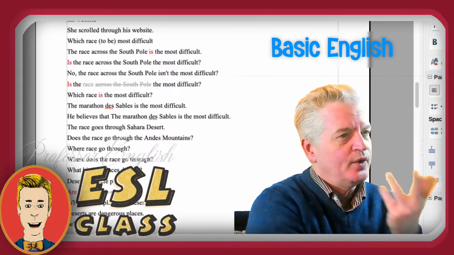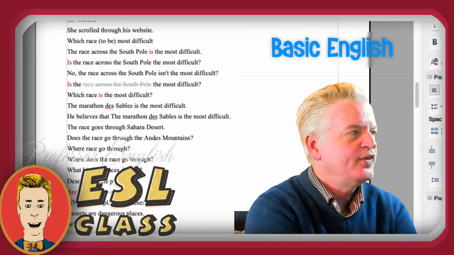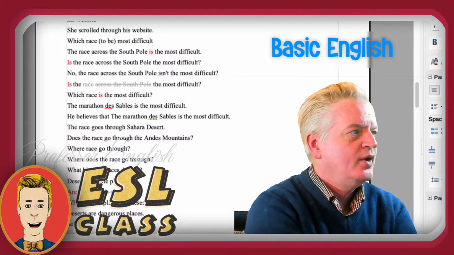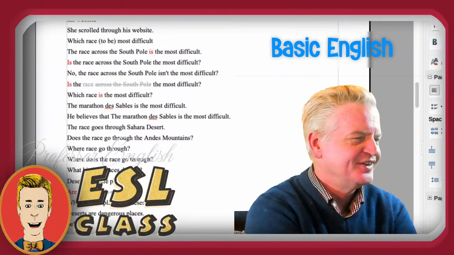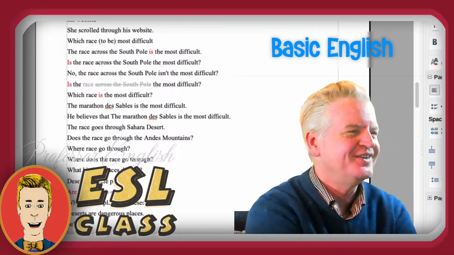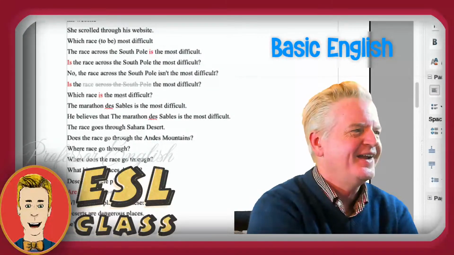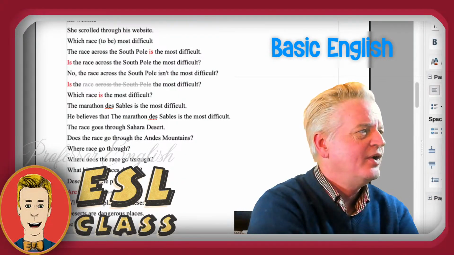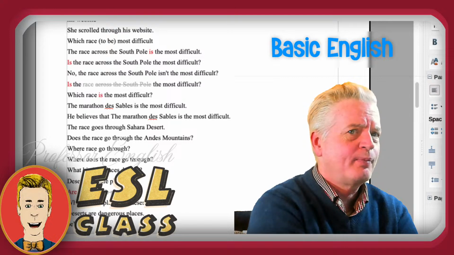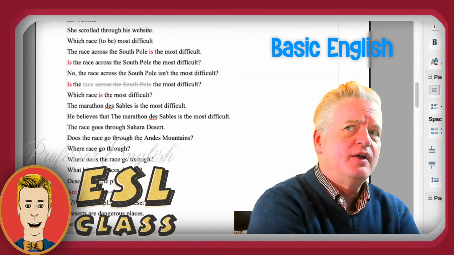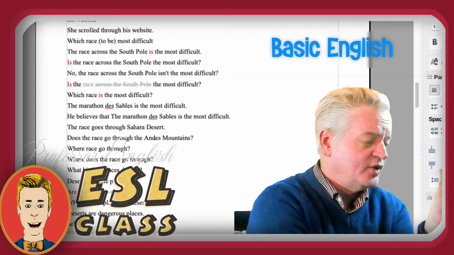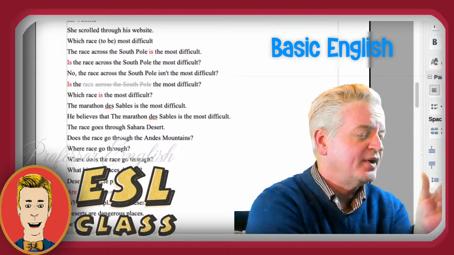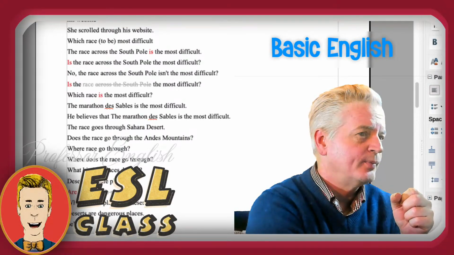And the answer, according to the article, was the Marathon des Sables is the most difficult. So that's the answer, according to the article that we were reading. And that, I think, is a race across the Sahara Desert. So the race goes through the Sahara Desert. But let's make a question where the answer is no.